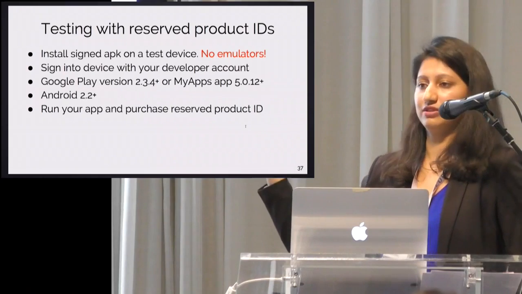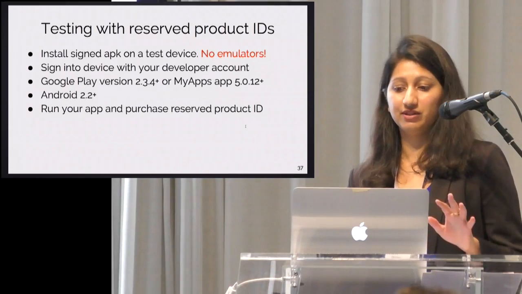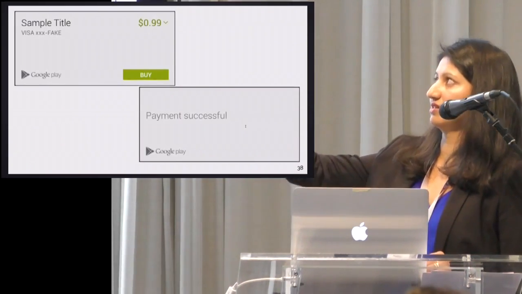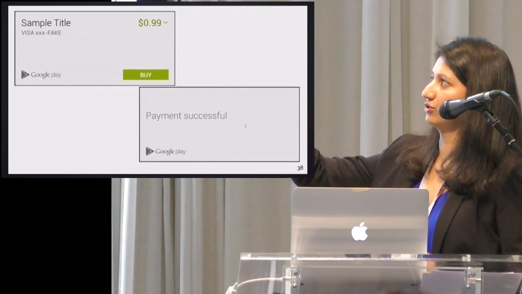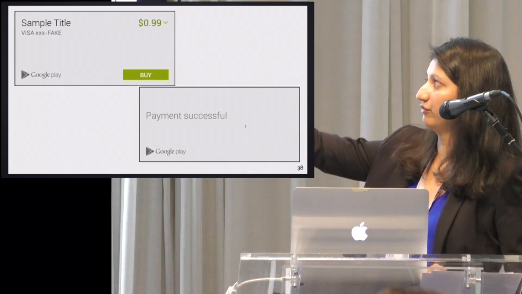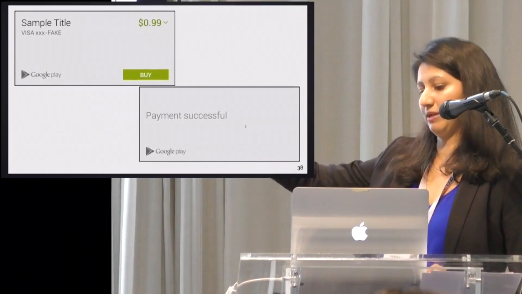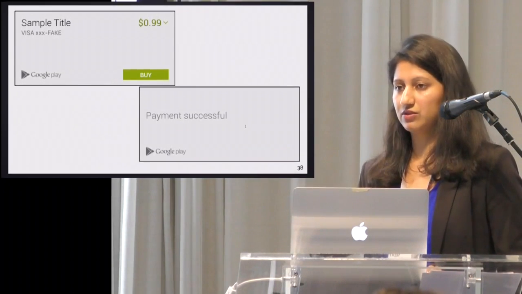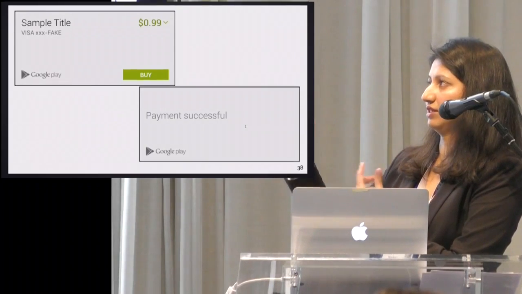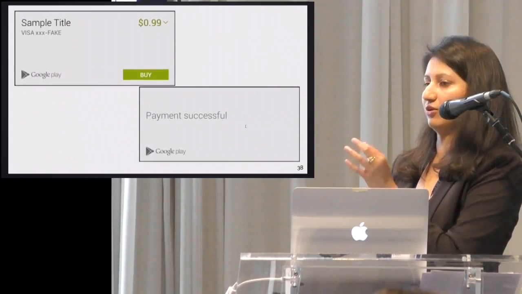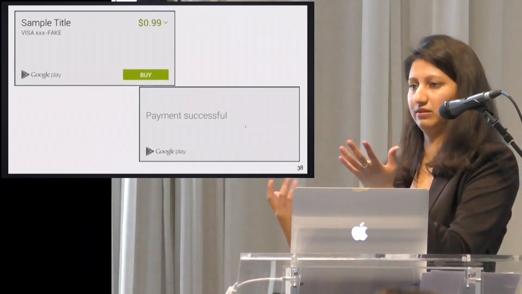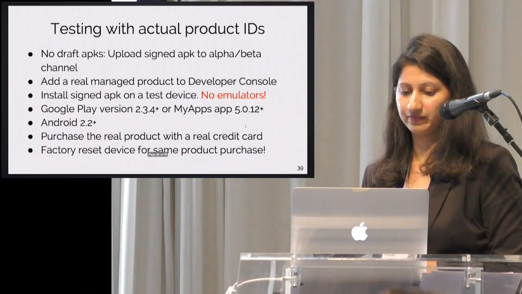Run your app and purchase the reserved product ID. If everything goes well, you should see a sample title, and you should see this dialog which shows all of this fake information. And if you hit buy, it's going to show payment successful. This is in the case of the test product, which is the Android reserved product ID android.test.purchased. You can test it out with other reserved product IDs.